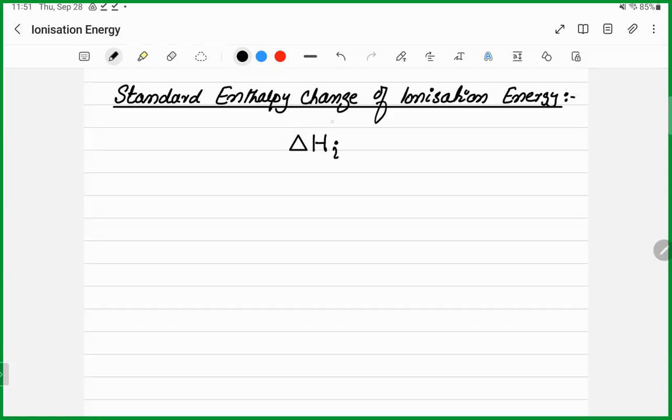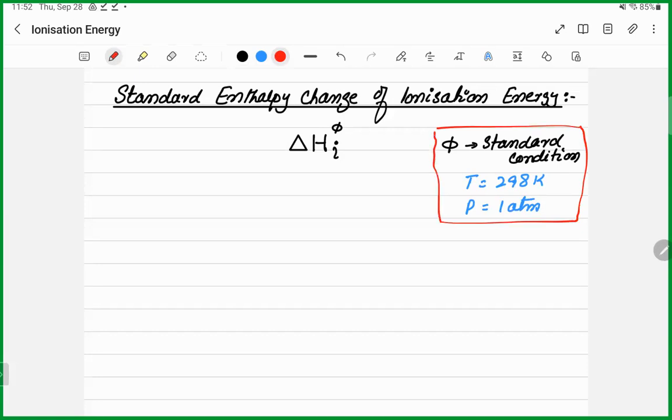And for a standard condition, we use this sign here. Make sure that you know that this is the sign of a standard condition. And what are the standard conditions? Basically, temperature is 298 Kelvin and pressure is 1 atmosphere or 101 kilopascal. So you know the sign, you know the meaning of this term standard. Now, enthalpy change is basically the energy change which is associated.